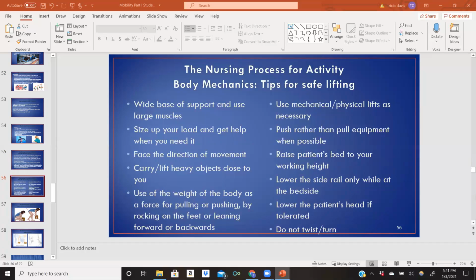If it's possible, raise the patient's bed to your working height. Always, always, always do that. Lower the side rail only while at the bedside. Lower the patient's head if tolerated, and then try to not twist and turn.